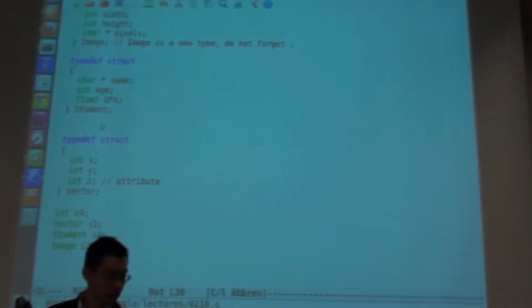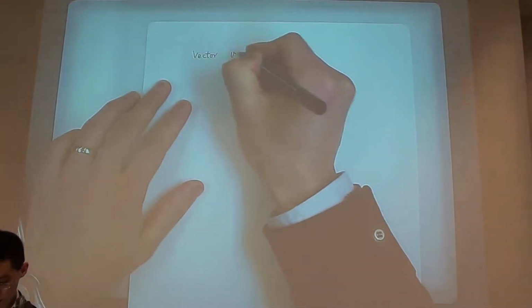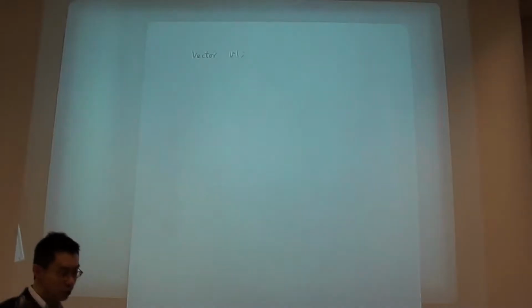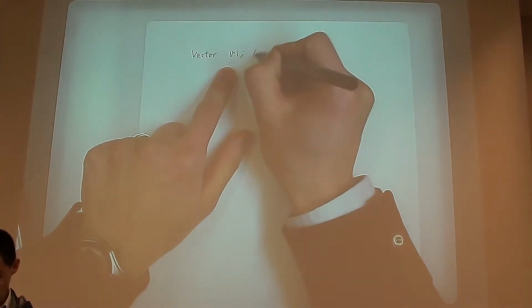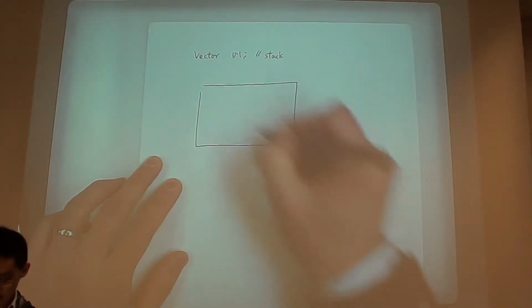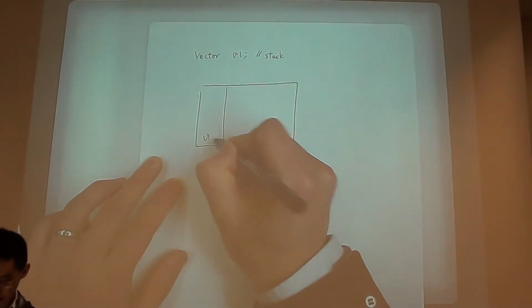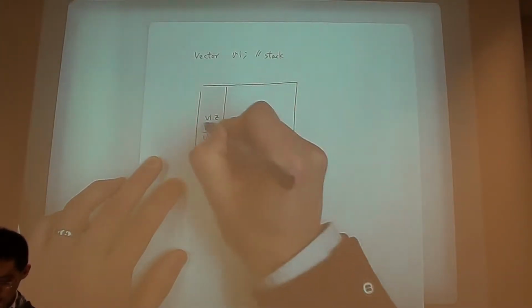When you write vector v1, what does that mean? The compiler will look at your structure. And the structure says, if you can see over there, they have 3 integers. This will be on the stack because I'm not using malloc. So the compiler will say, okay, I'll give you v1.x, v1.y, v1.z. I'll give you space for 3 integers.